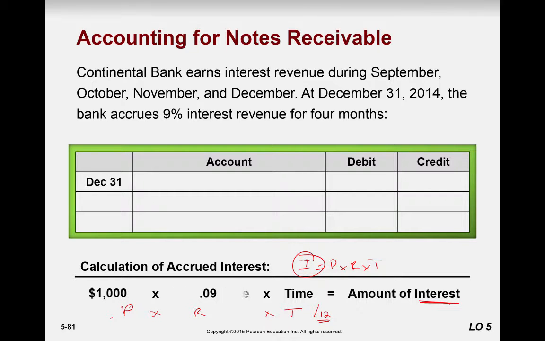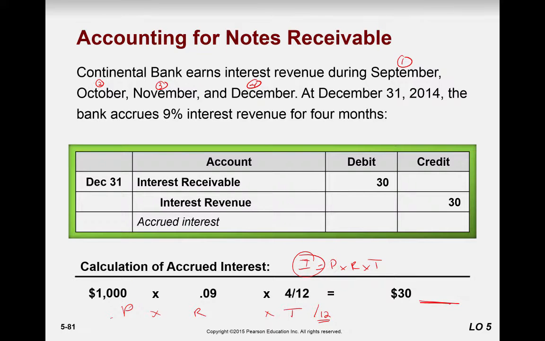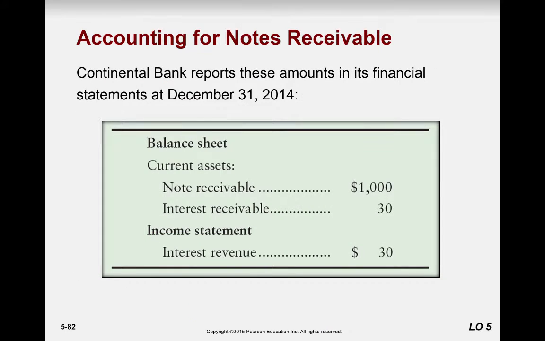So this was at December 31st. Now we're going to take each of these amounts and add them. So we have principal of $1,000 at 0.09 or 9%, and 4 out of 12 months is what we're looking for, right? Because it tells you here we have September, October, November, and December, 4 out of 12, to get $30 interest. So that would be interest receivable of $30, and then you're making interest revenue of $30.